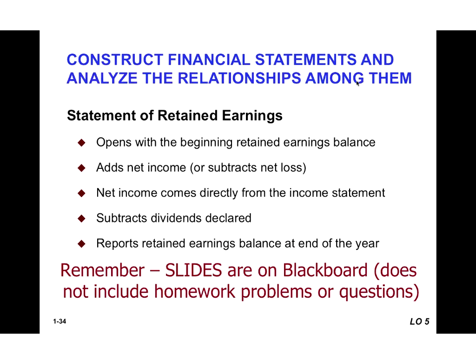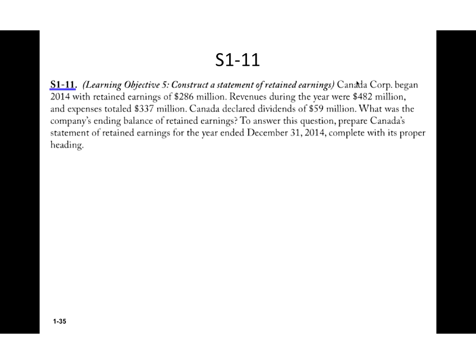Okay, so onward, statement of retained earnings. We're going to go straight to the statement because you're going to get that format that was on that slide right on the statement. So we have another set of information, and it tells us that the company began the year with retained earnings of $286 million, revenues during the year were $482, expenses $337, and declared dividends. So what's the ending balance of retained earnings? We're going to do the statement of retained earnings.